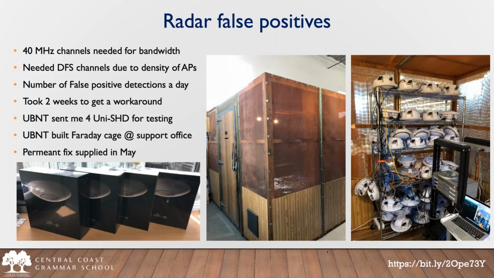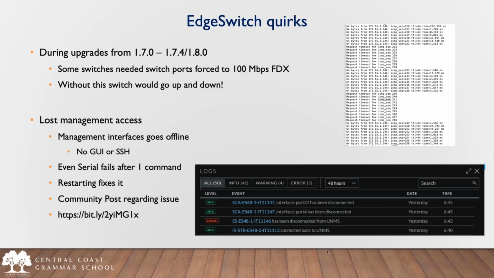And lastly, I just want to mention some quirks I've had with the switches. When they came, they were on version 1.7.0. A few of my switches, when I went to put them on 1.7.4 or 1.8, would develop a problem. You can see on the ping responses up here, they would get 10 packets through, drop 10 packets, get 10 packets through, drop 10 packets. Turned out what we needed to do, and Ubiquiti helped me with this, was that these places used 1 gig, 100 meg or 1 gig ports. We had to manually set them to the speed they required before we upgraded them to the new version.